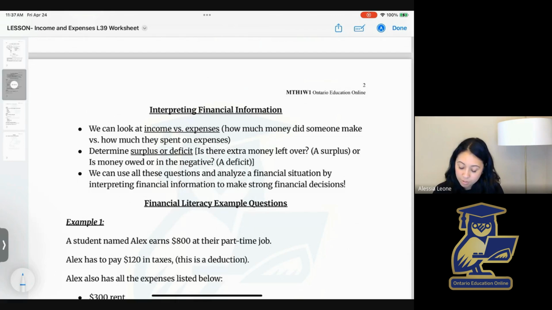We can use these questions and analyze a financial situation by interpreting financial information to make strong financial decisions. So, whenever we're looking at any type of financial situation, it's to make an informed decision.